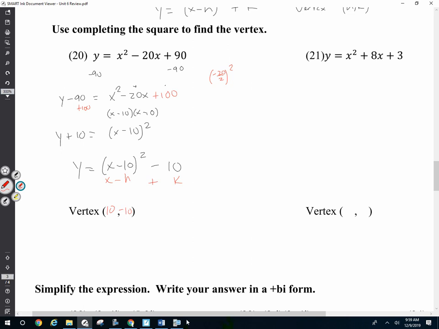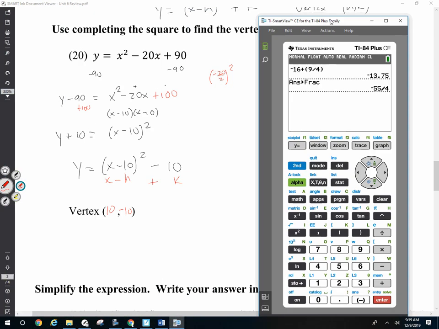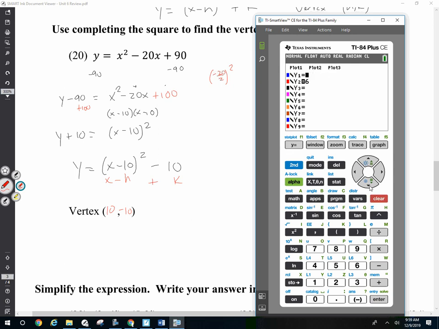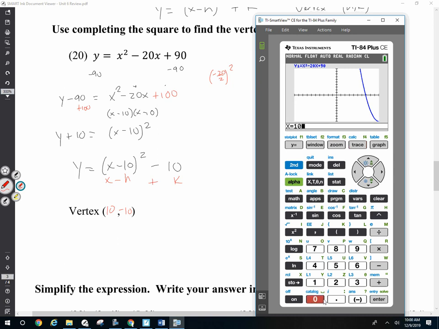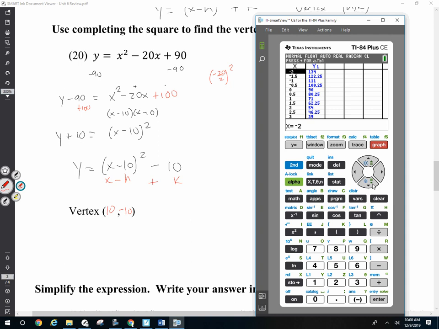We probably should double check things like this on the graph, and we should be using our calculator to double check things frequently. We should see a 10, negative 10. I'm just going to see over here, 10, negative 10. We can kind of see that's the vertex. If I went into my table, I don't like to go into the table frequently, but you can see that 10, negative 10, and that's going to be the minimum value. So that's the vertex.